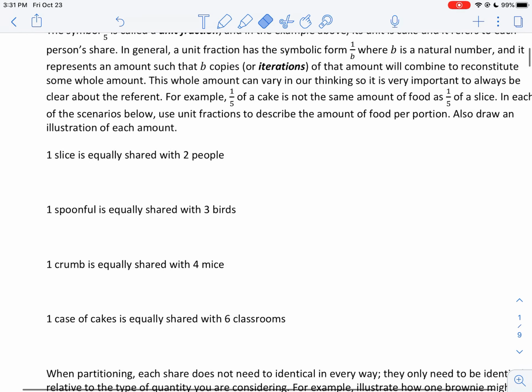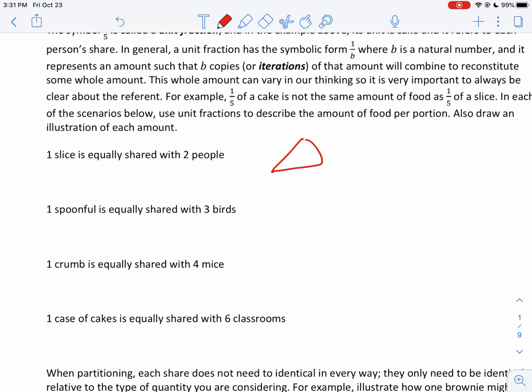Okay, so 1 slice of something, it doesn't have to even be a cake, a slice of pizza, whatever. A slice of something is equally shared with 2 people. Now, if you want, you could draw a slice of something like a slice of pizza that's got pepperoni on it, or you can just do a more generic representation. You can do a box that represents a slice of pizza. It's a representation of it. It doesn't have to look like it.